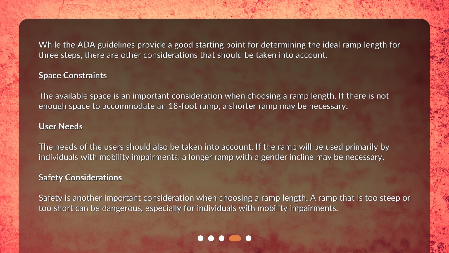User needs. The needs of the users should also be taken into account. If the ramp will be used primarily by individuals with mobility impairments, a longer ramp with a gentler incline may be necessary. Safety considerations. Safety is another important consideration when choosing a ramp length. A ramp that is too steep or too short can be dangerous, especially for individuals with mobility impairments.